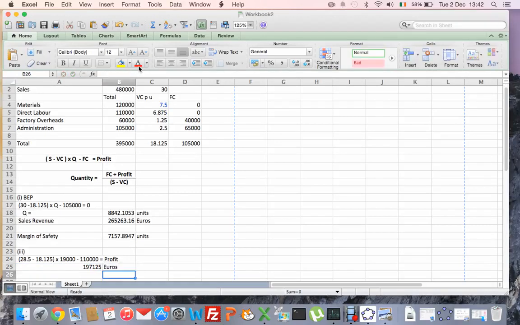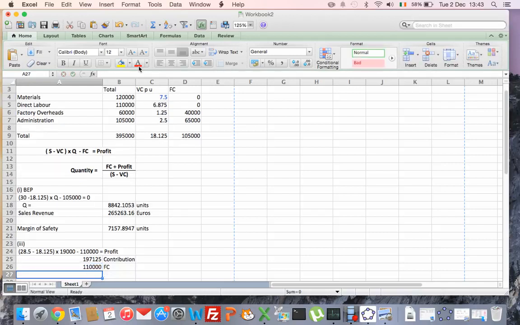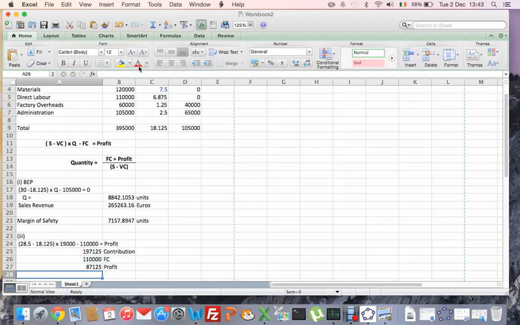I then take away from that the fixed cost, so that there I'll label as contribution. I take away from that the fixed cost, which is 110, and that'll give me my new profit. Okay, so 87,125 is my new profit.